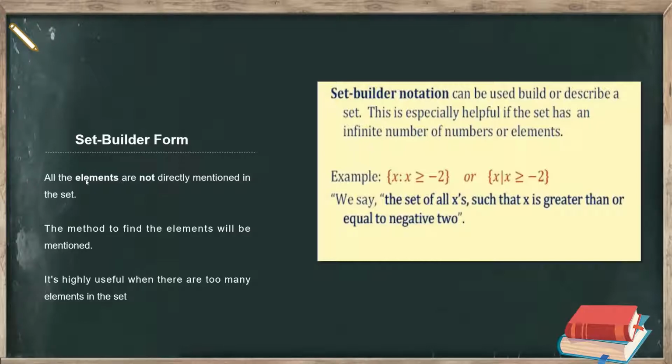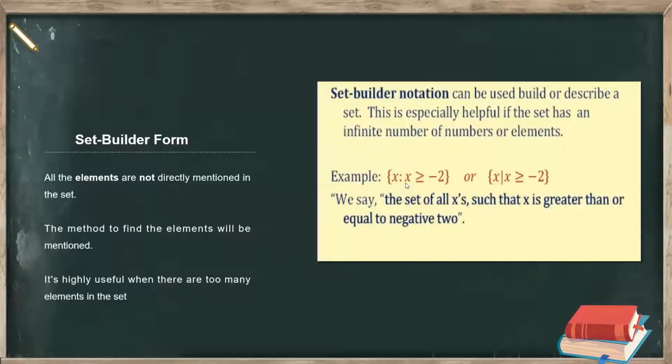Now, all the elements are not directly mentioned in the set. The method to find the elements will be mentioned. Look here. x is such that, okay, this symbol means such that, x is greater than or equal to -2. We have given a definition for a set.